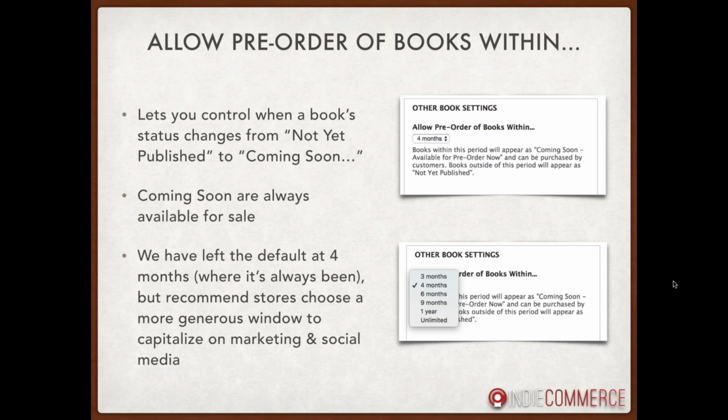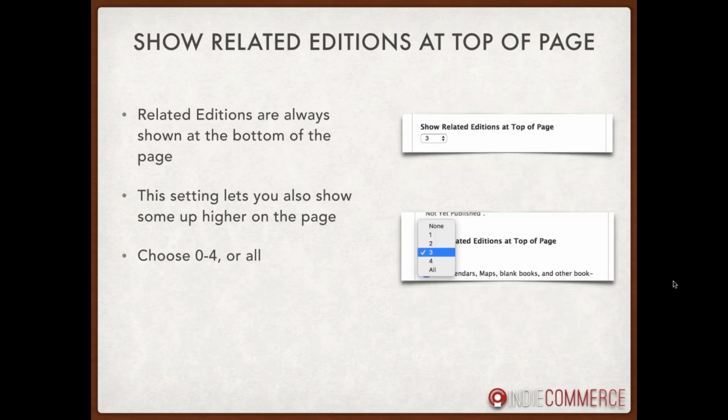Because we don't like to change things by surprise on stores, we've left the default setting at 4 months because it's always been there. But we definitely recommend that stores choose a more generous window to capitalize on that initial marketing push for a book. So as you can see, your options are, you can actually go a little further down to 3 months, or you can choose 6 months, 9 months, a year, or unlimited. And if you choose unlimited, then that not yet published status basically will never appear on your site.